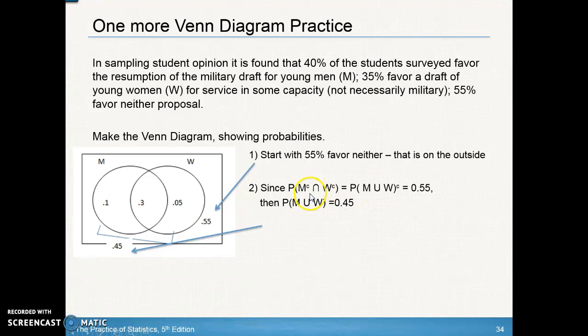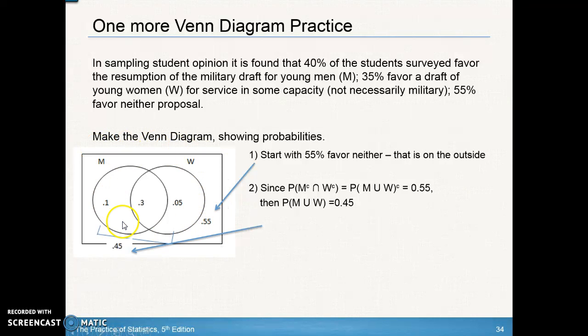Now, here's what we know. Since we don't have the intersection, and the intersection is always what you want to fill in first, because the whole women has to add up to 35%, the whole men has to add up to 40%, but we weren't given the intersection of those who believe that both men and women should be drafted. But here's what we do know. We do know that the complement of men and women being drafted is 55%.